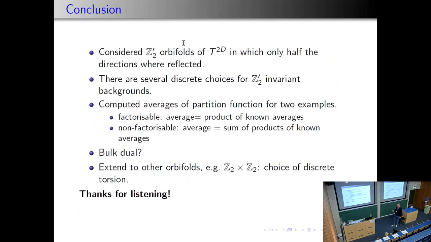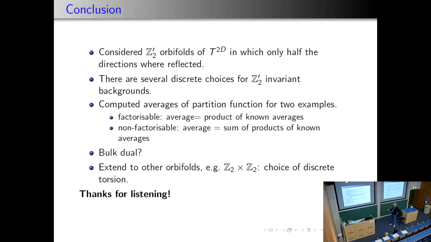Okay, so now let me conclude. What I have done is to consider modified orbifold actions on a 2D dimensional torus, where I reflected only half of the directions, but you could also reflect one-third if you want, but here I looked at half of the directions.